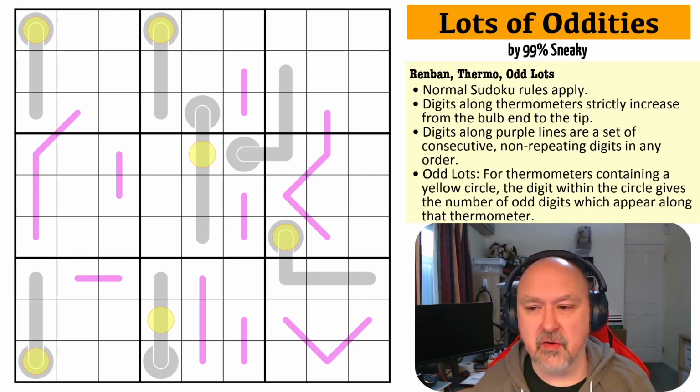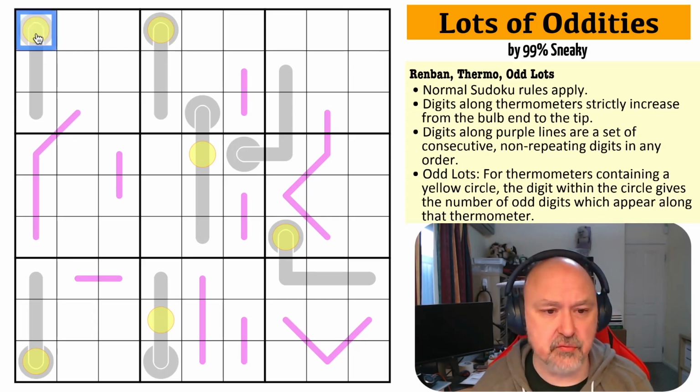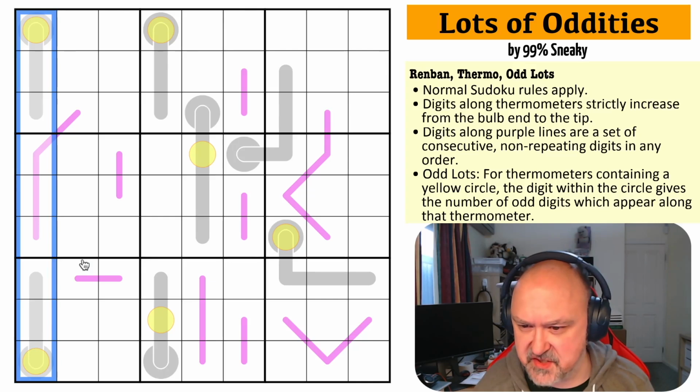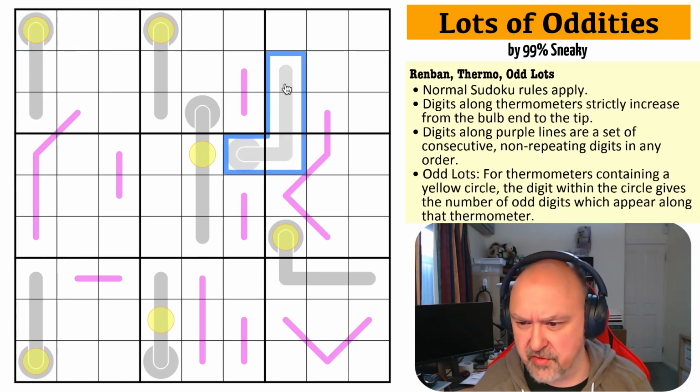Anyway, let's have a look at Lots of Oddities by 99% Sneaky. So normal Sudoku rules apply. In every box, in every row, and in every column, the digits 1 to 9 must be placed without repetition. Digits along thermometers strictly increase from the bulb end to the tip. So basically what that means is this digit will be higher than this digit will be higher than this. So they must increase. They cannot stay the same. They cannot go down as digits go along a thermometer.